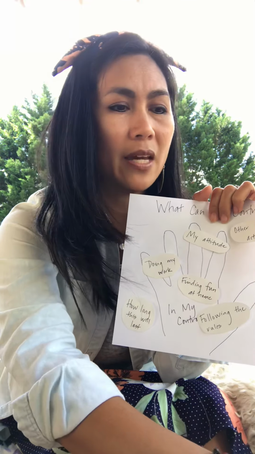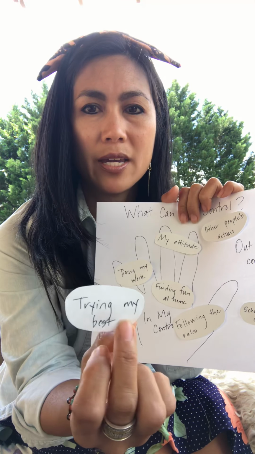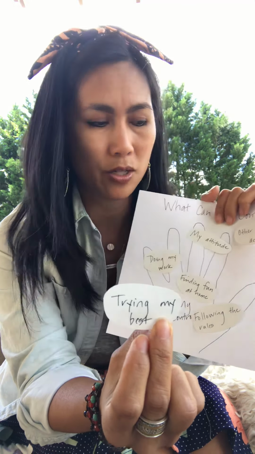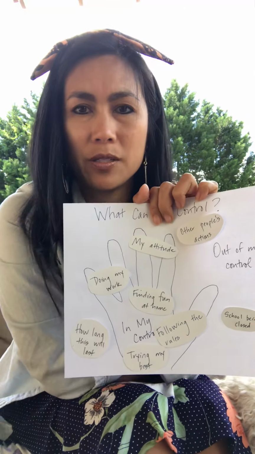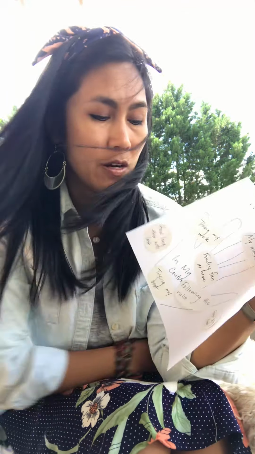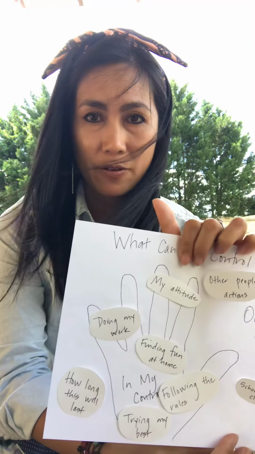And the last one I have, we'll wrap up, is trying my best. Is that in our control or out of our control? Yeah, you're right. Trying my best is in my control. We also can choose to give up, or we can choose to try our best. But it is in our control. No one else can control that for us except for ourselves.